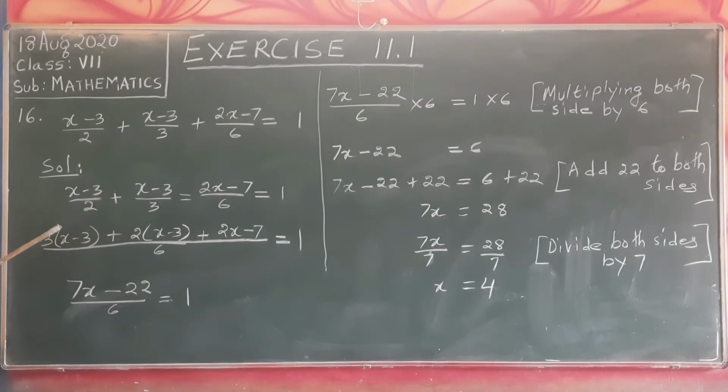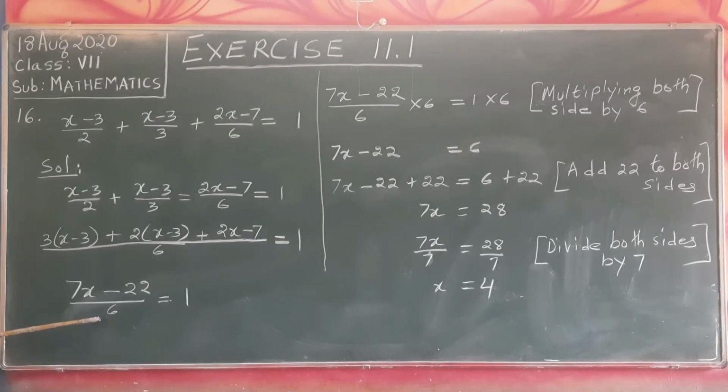In the next step, you will find the 6 at the bottom. Now in the numerator, you will find x minus 3 multiplied by 3 and x minus 3 multiplied by 2, and x minus 7 on the right side we have 2x minus 7 is equal to 1. The right hand side will be as it is. In the next step, we find 7x minus 22 upon 6 is equal to 1.